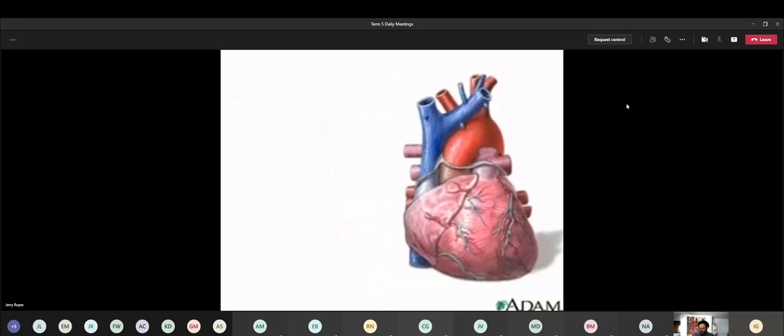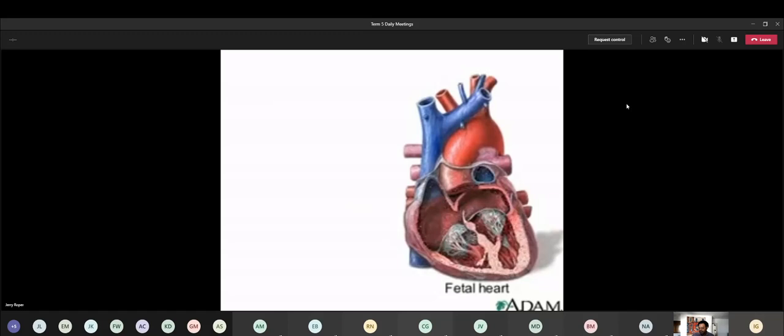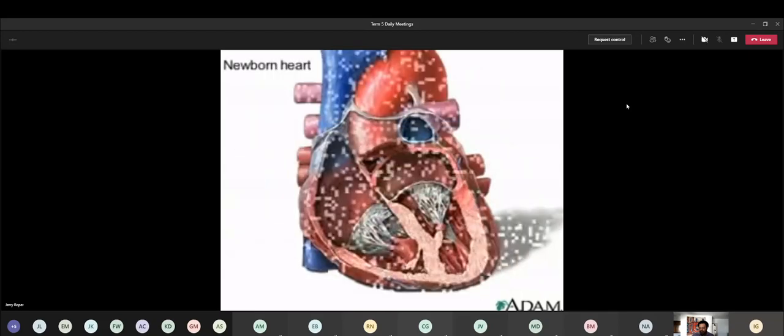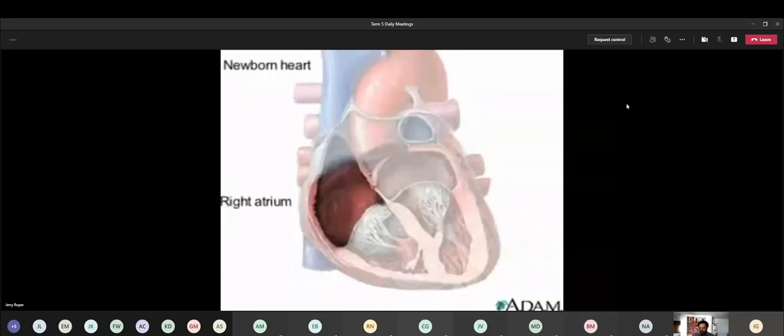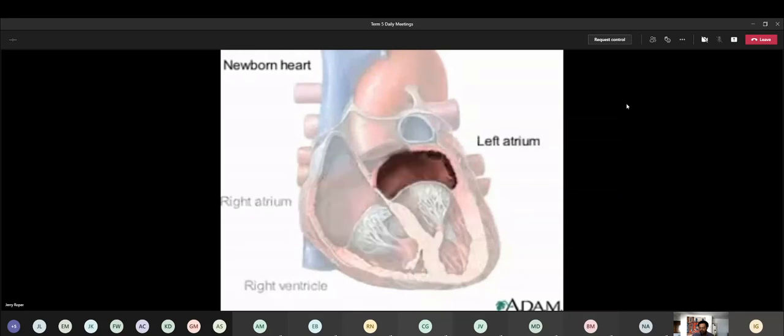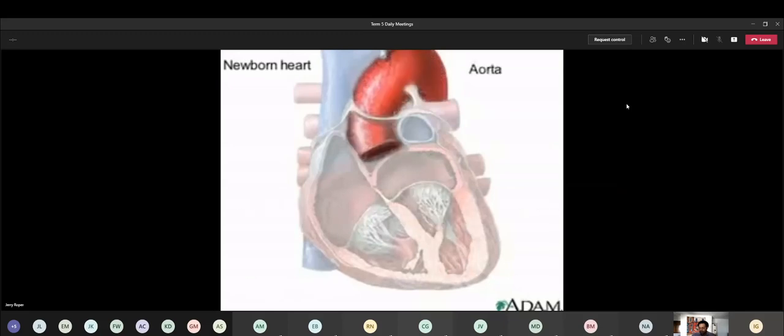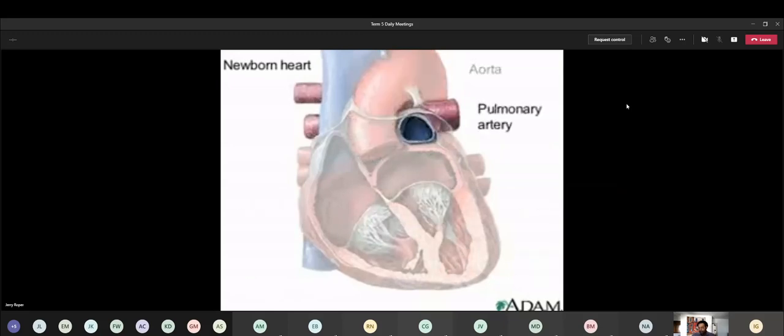But the resemblance is only superficial. On the inside of the heart, things are much different in both form and function. Here's a newborn heart on the left. Let's take a closer look. There's the right atrium, right ventricle, left atrium, and left ventricle. The two major blood vessels are the aorta and the pulmonary artery.